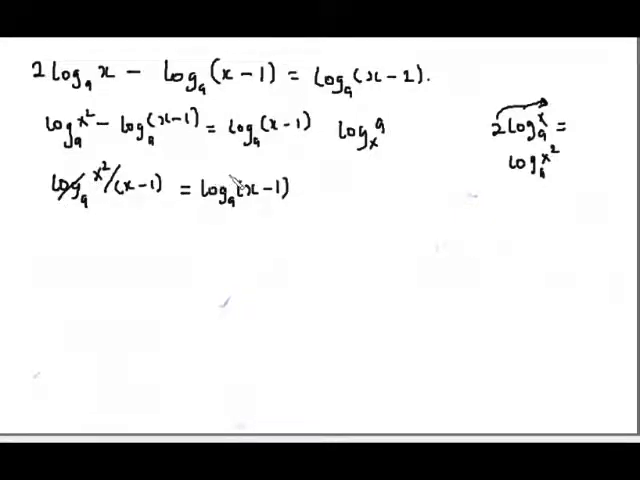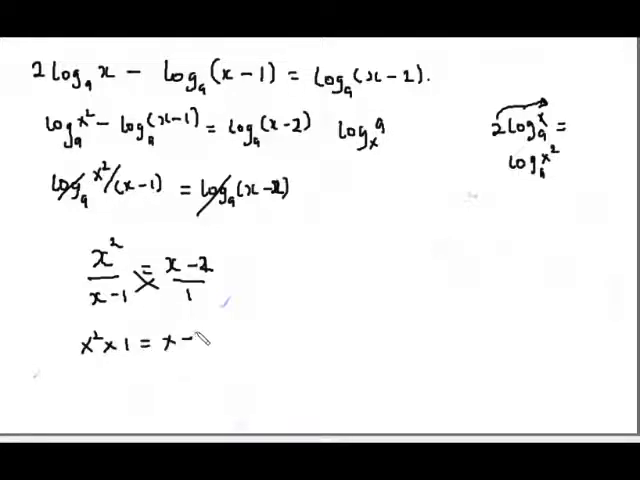Now we have an equation. The equation is x squared over x minus 1, which is equal to x minus 1, x minus 2. Sorry, I've made a mistake from the question. This is x minus 2. So we could cross multiply here, this over 1. So this becomes x squared times 1 equal to x minus 2, open bracket, close bracket, x minus 1.